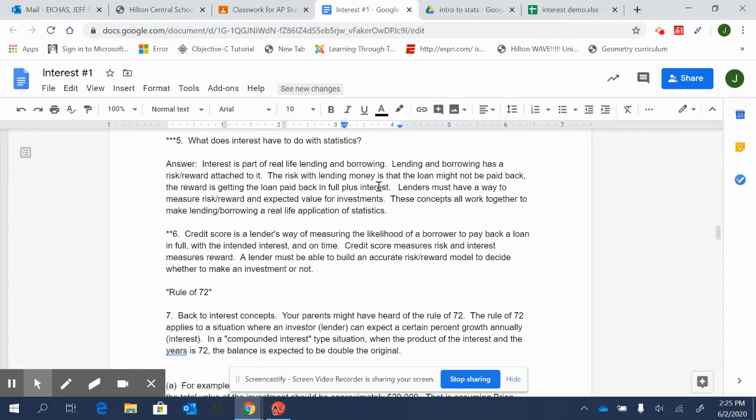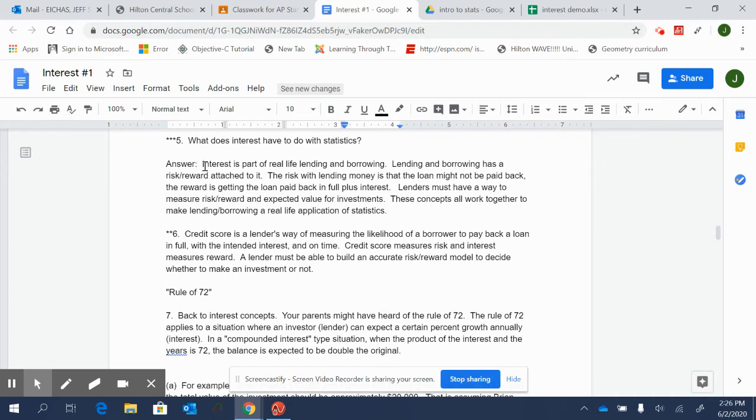You might be able to pay for that car in cash, which means all of it up front. You don't finance or borrow any money to get it. In that case, interest is not involved, and neither is credit score. Okay, what I'm assuming here is that at some point you're going to need a loan to buy a car, to buy a house, things like that. So what we want to do is teach you a little bit about that.